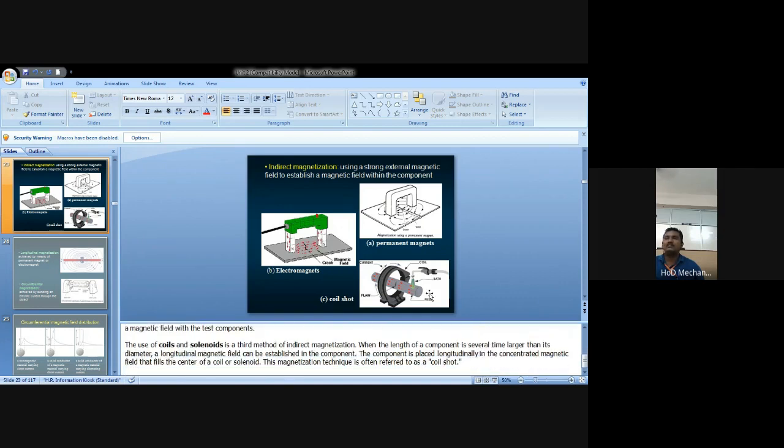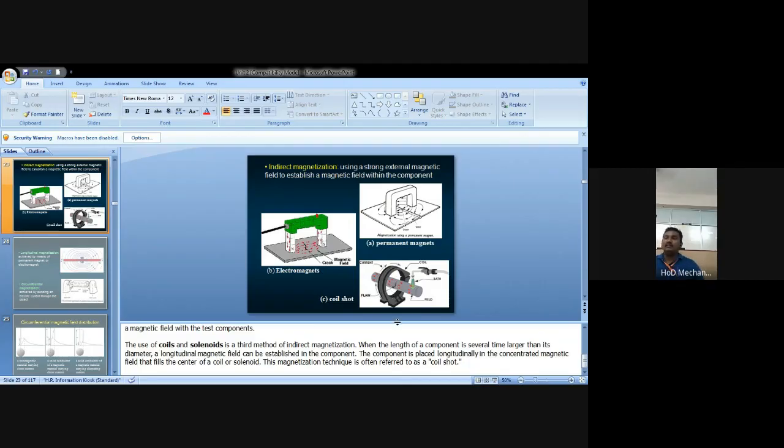Here we can use a permanent magnet, an electromagnet, and a coil shot. The coil has an electromagnet. It will induce the magnetic property on the central shaft, and particles accumulate where the defect is. The use of a coil and solenoid is the third method of indirect magnetization. The coil shot method is an indirect method.